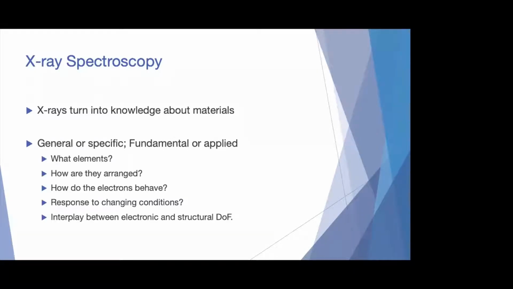And the range of this is quite broad. It can be very general, in terms of just trying to understand what elements are present in the system, to much more specific things, trying to understand how the atoms are actually arranged, how the electronic system behaves, and of course, how all of these things change in response to external applied things like changing the pressure or changing an applied electric or magnetic field, and what all the interplay is. So these are all things we hope to understand using X-rays.